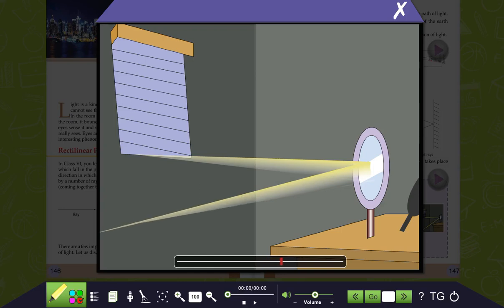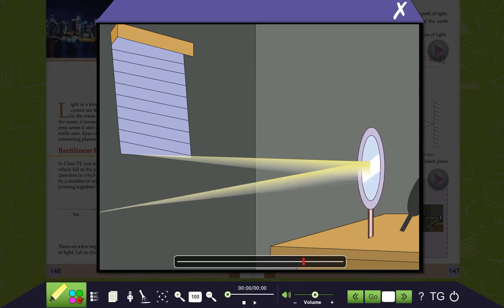A patch of light is formed on the table in the opposite wall. 3. Turn the mirror slowly in one direction. Observation. The patch of light on the wall also moves. Conclusion. A plain mirror or a polished surface reflects the light.